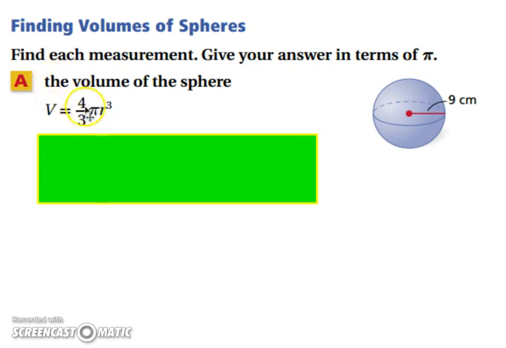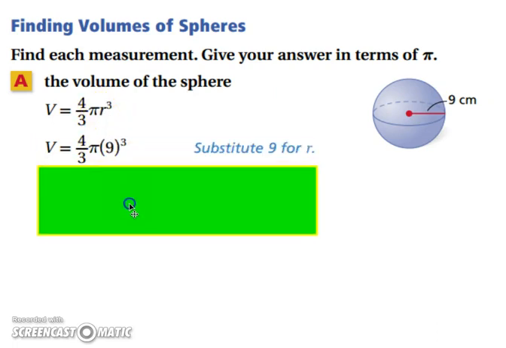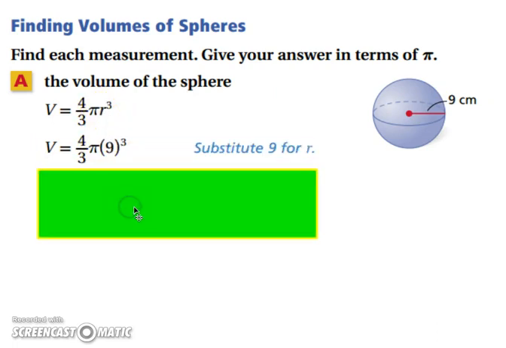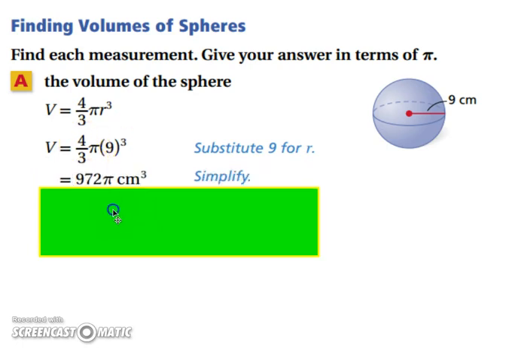So volume equals 4/3 pi r cubed, and we know our radius is 9. So we can substitute 9 for r in our formula. So we have 4/3 pi times 9 cubed. So 9 cubed times 4 divided by 3 gives us 972 pi. And then we need our units, so centimeters cubed. Let's try this next one.